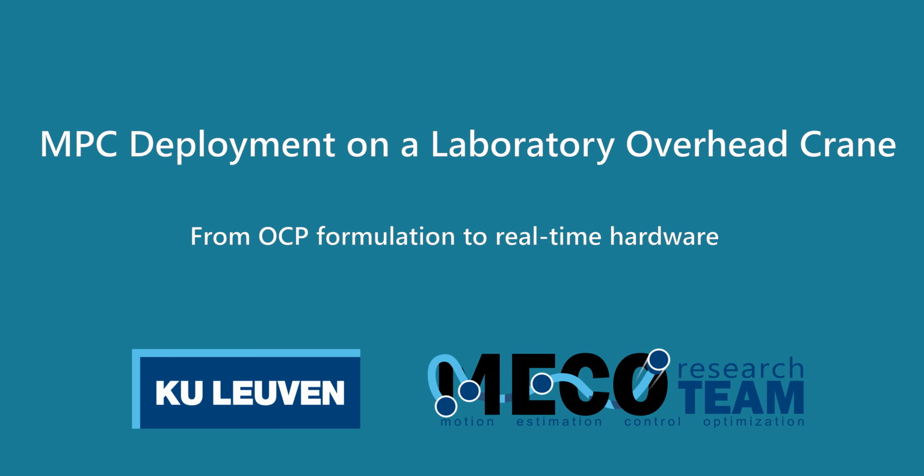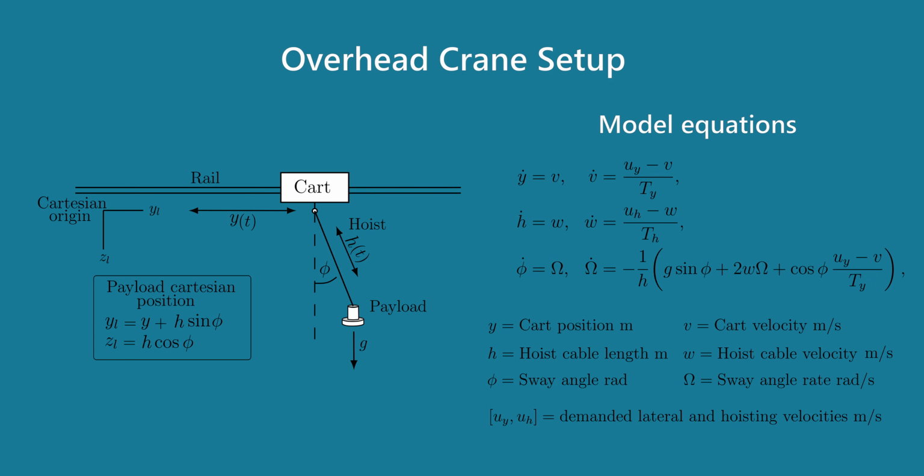Hello, in this video I'll show a deployment of model predictive control on a real laboratory overhead crane, from the problem formulation to running on real-time hardware. Here's our setup. On the left, the diagram shows a planar overhead crane with two actuators. One moves the cart along the rail, the other controls the hoist cable length. On the right, you can see the corresponding model equations.